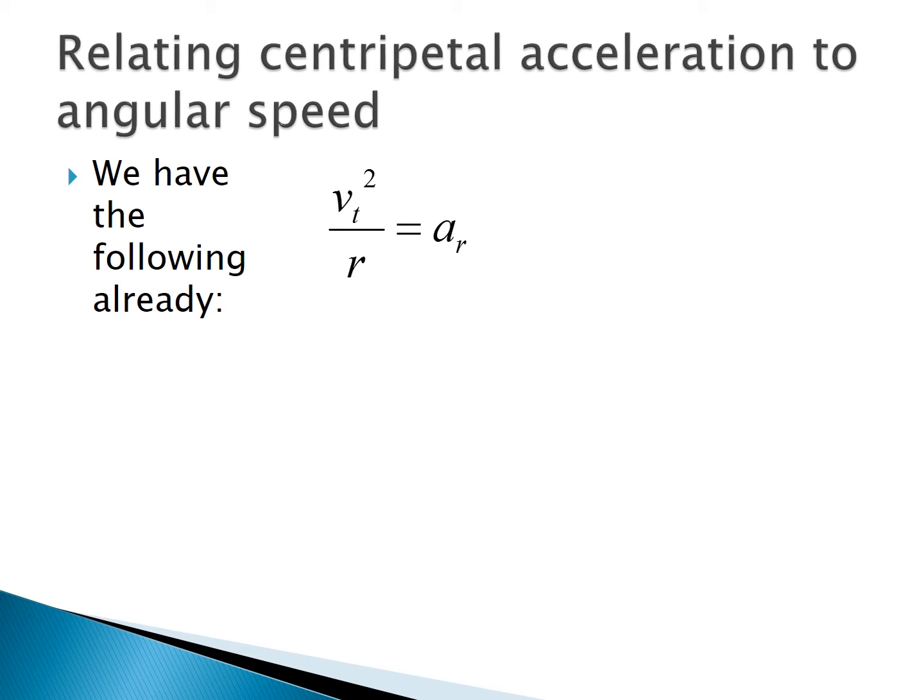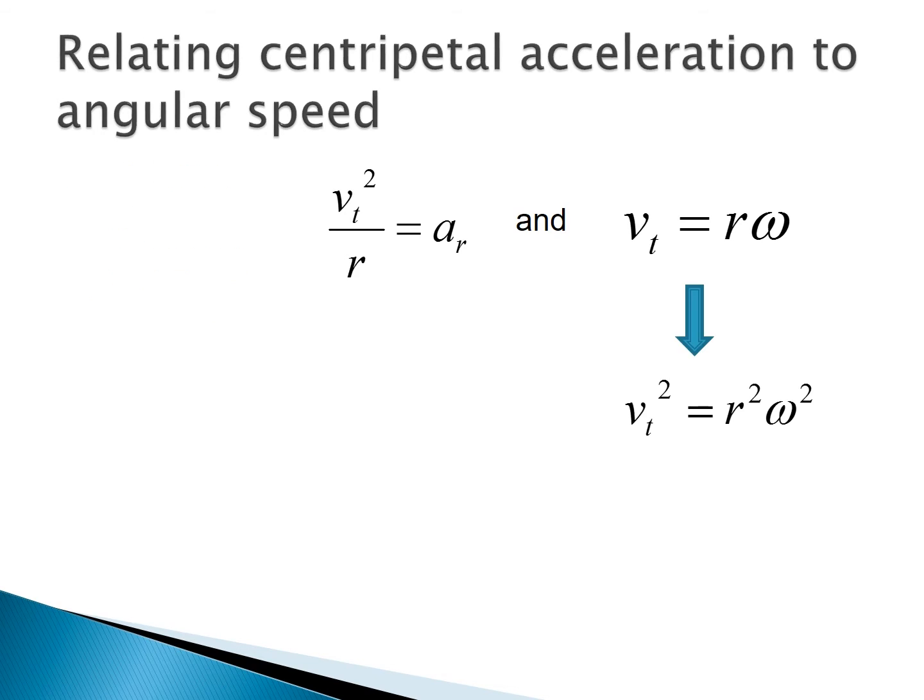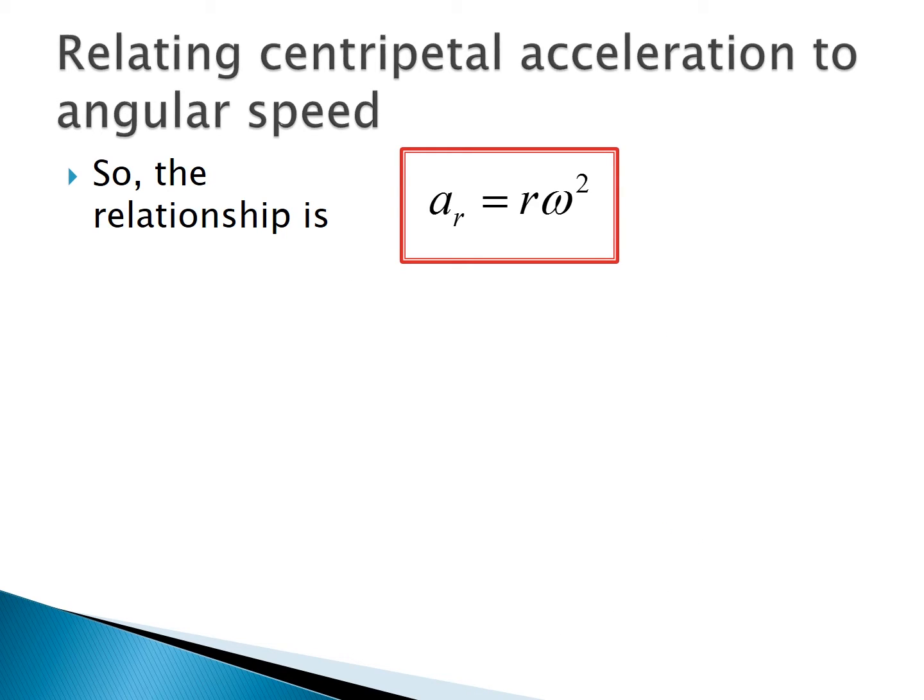Okay, now we can go a step further and we can relate centripetal acceleration to angular speed using just some simple algebra. We have these two equations so far. We've got a relationship between tangential speed and radial acceleration. We've got a relationship between tangential speed and angular speed. So juggling these around, we square the tangential speed equation, and we plug it in place of tangential speed on the left to get this equation, which is a relationship between centripetal acceleration and angular speed. And so here's the relationship. It's r omega squared.